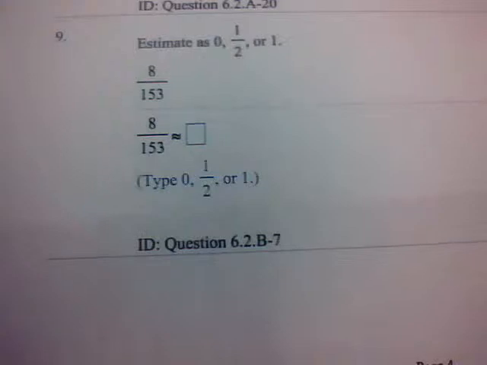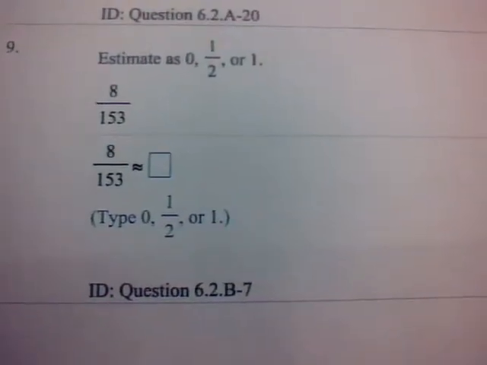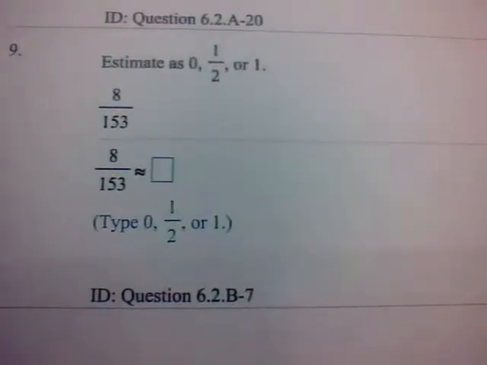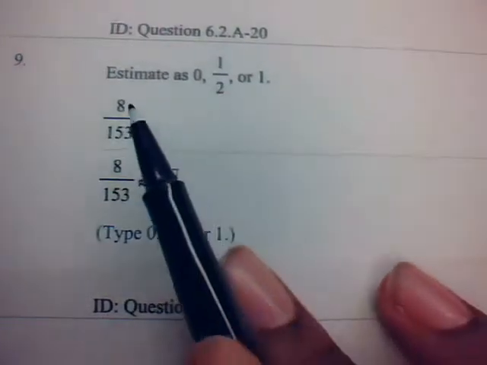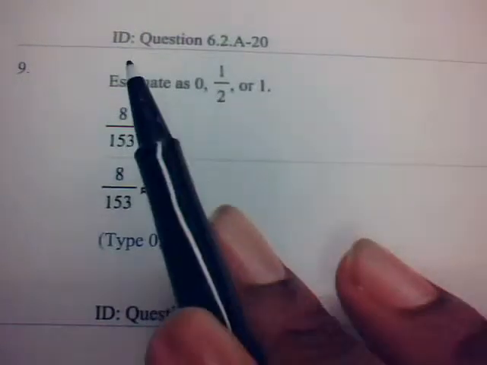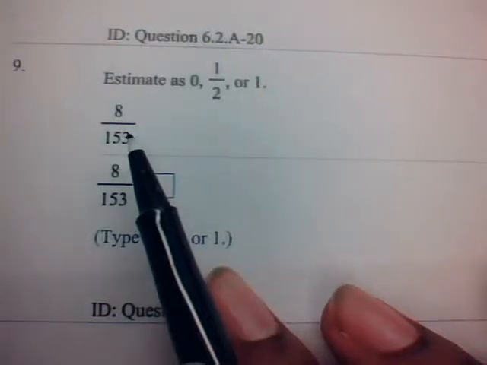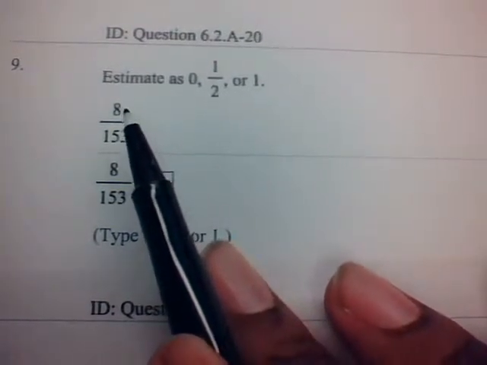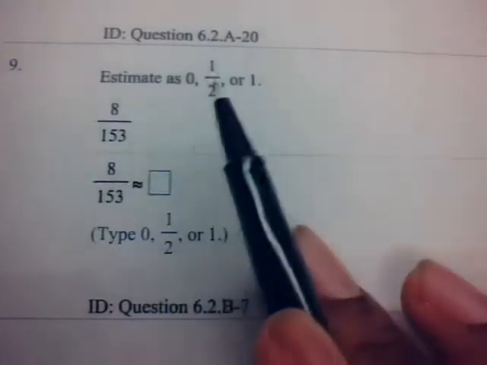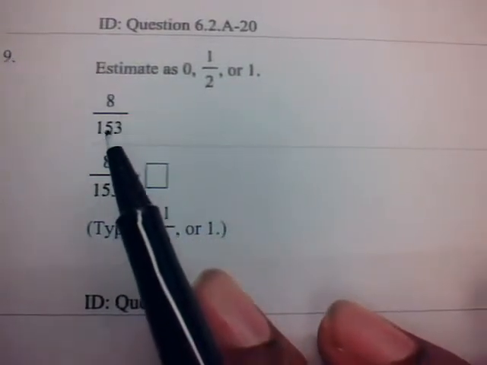And then finally, number 9, estimate as either 0, 1/2, or 1. Here, 8 over 153. Now you have to look at your numerator to see if that number is anywhere close to 0, 1/2, or 1. In this case, 8 over 153. We can't say 1 because that numerator is not close to your denominator. And we can't say 1/2 because the numerator is not about half the denominator.